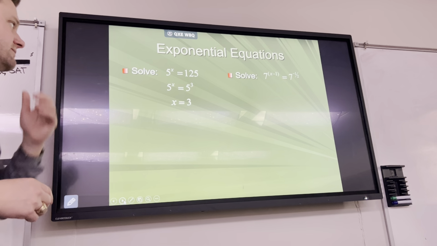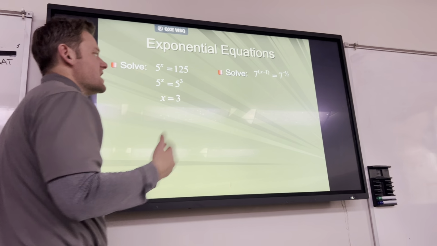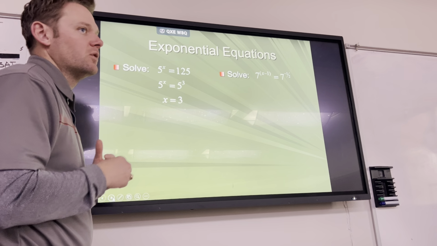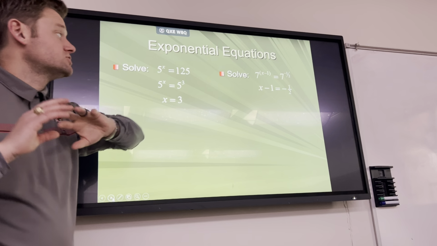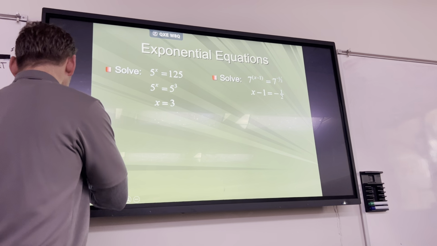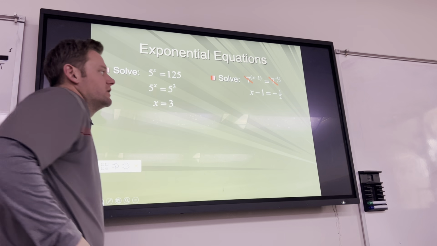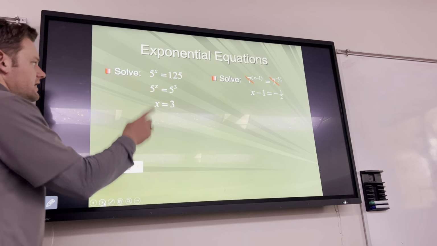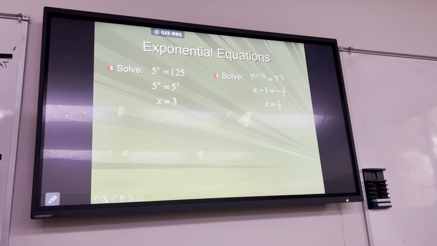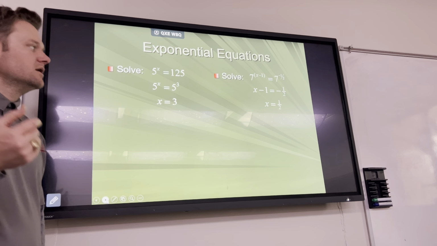So let's do another one. We're going to solve 7 to the x minus 1 equals 7 to the negative 1/2. Well, here the bases are already the same. So click ahead. Now I can just drop them. I can get rid of that 7, and I can set x minus 1 equal to negative 1/2. I can add 1 to that side, and I can solve: negative 1/2 plus 1 does give you 1/2. Makes it pretty easy.